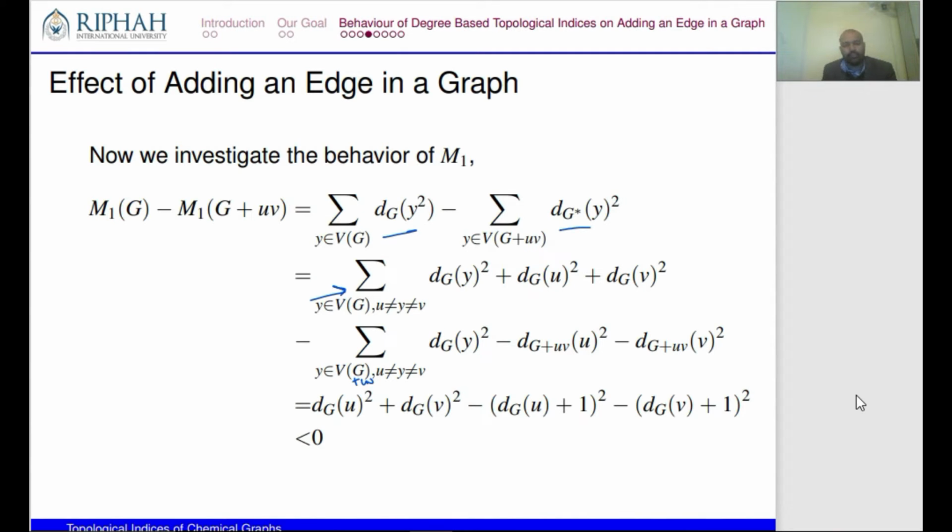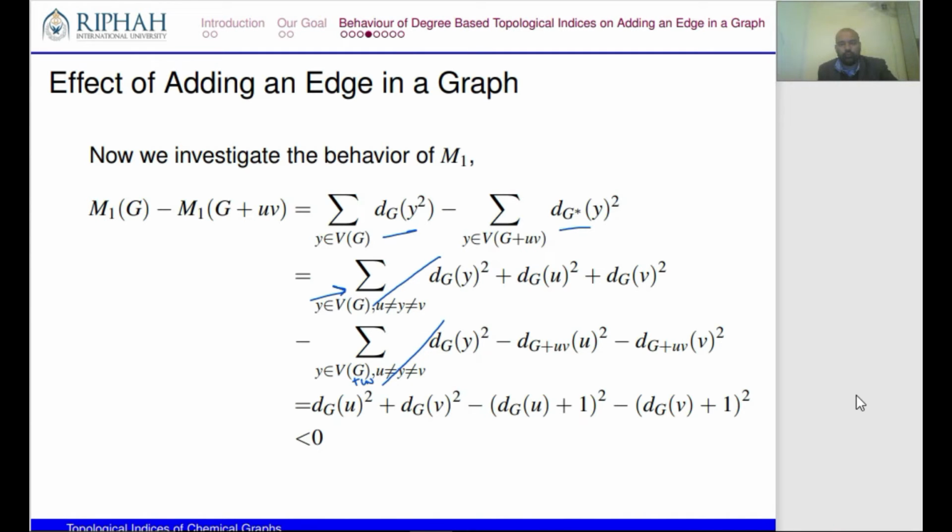As we noticed in the previous result, the degrees of all the vertices except u and v are the same, so we cancel these out and we remain with this in our next step: degree of u squared plus degree of v squared minus the degree of u plus 1 squared minus the degree of v plus 1 squared. And clearly we can notice that this term is less than 0. So here we compare the first Zagreb index of G and G plus uv.